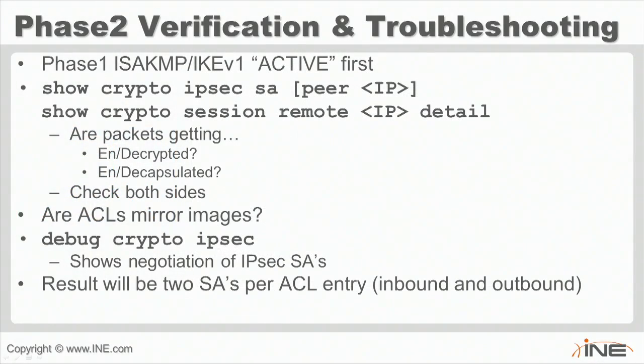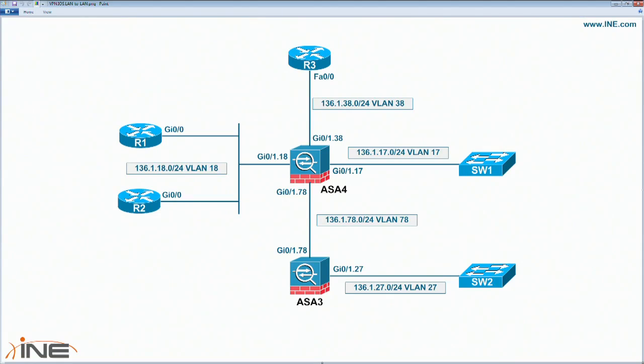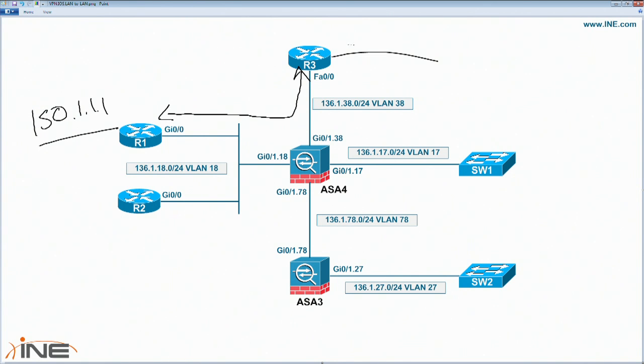So let's take a look back at our topology that we're using. In the previous example, we had a LAN-to-LAN VPN that was set up between router 1 and router 3, going between their loopback interfaces. On router 1, this was 150.1.1.1. On router 3, this was 150.1.3.3. We were using static crypto maps, we were using pre-shared keys, a pretty straightforward policy, and we had connectivity over the tunnel between the 2 endpoints.